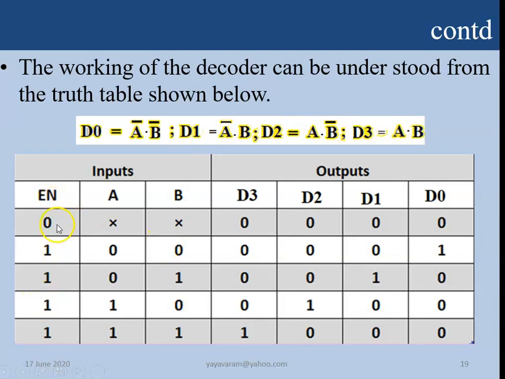When enable is 0, irrespective of the values of a and b, all the outputs are 0, 0, 0, 0. When enable is 1, meaning the chip is enabled, then when a and b are 0, 0, the output is 0, 0, 0, 1. Similarly, when enable is 1 and a and b are 0, 1, the output is 0, 0, 1, 0. Similarly, 0, 1, 0, 0, then 1, 0, 0, 0. This is the basic working of a 2x4 decoder.